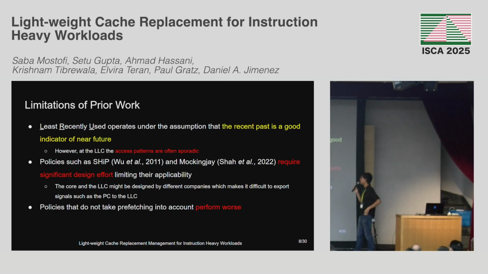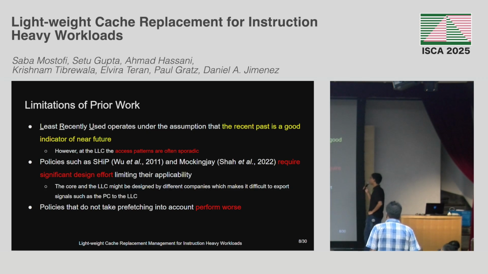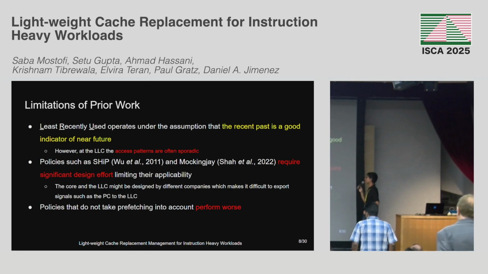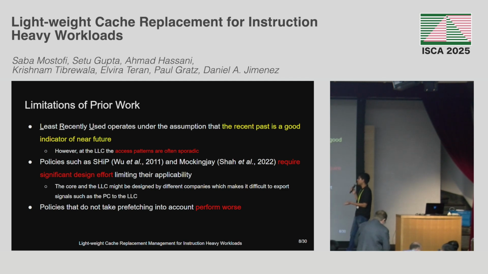And since the access patterns are sporadic, this assumption doesn't really hold. As a result, you don't really get a whole bunch of performance from LRU-based policies. Moreover, policies such as SHiP and Mockingjay require significant design effort because, as I alluded to earlier, if your policy requires the PC, you need to have the PC in the first place. Moreover, if the policy has complicated logic built into it, that also significantly increases the verification effort that engineers have to go through to implement that stuff.